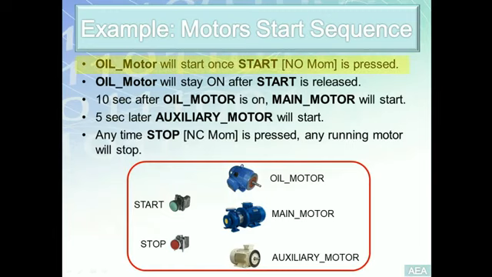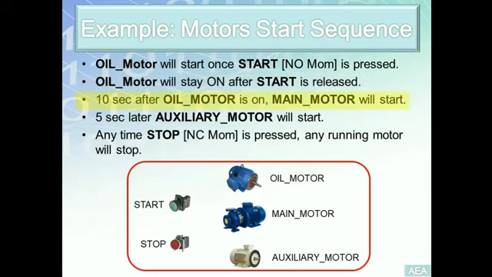So let's see these requirements one at a time. Requirement number 1, oil motor has to start once start, which is a normally open momentary switch, is pressed. Simple discrete input output requirement. Requirement number 2, once start is released, oil motor has to remain on. Again, we have done this requirement before. It's simply a latching requirement.